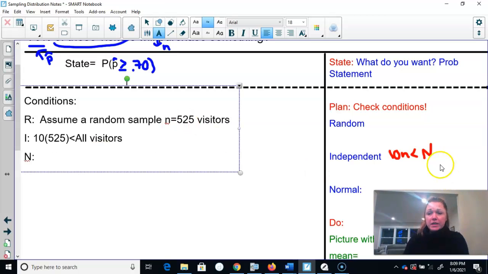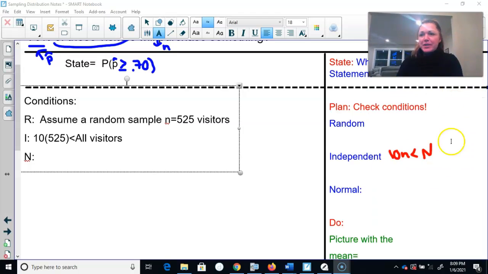And then our normal condition, okay? Just keep in mind, I'll repeat it just in case you weren't listening the first time. This independent condition is going to allow us to use that standard deviation formula. This normal condition is going to allow us to get a z-score and find a p-value.